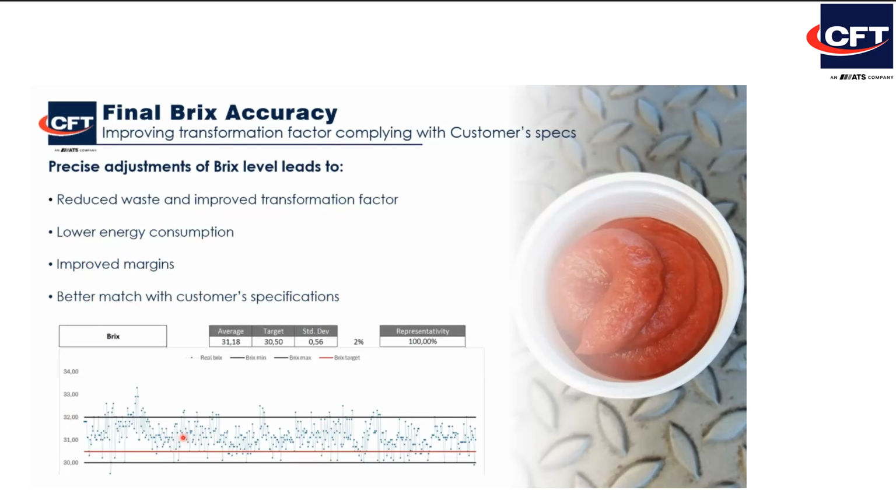The chart below shows a typical fluctuation that was registered at a customer's plant during the production of a 30-32 brix. And it can be seen how the average brix that was obtained was 31.18. So we were basically giving away nearly 1.18 brix, overshooting with the concentration. The standard deviation in this case was 0.56 brix.